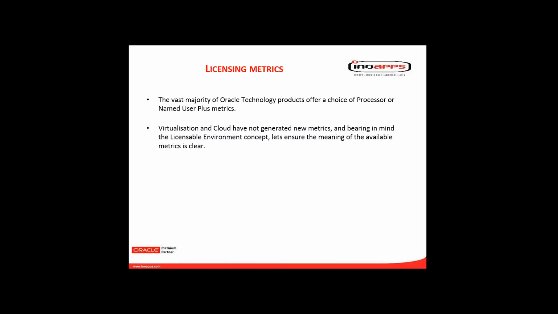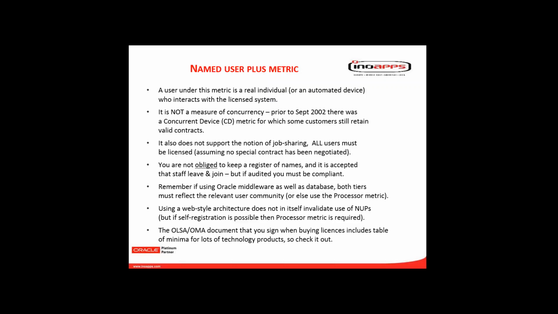So most Oracle technology products offer you a choice of license metrics, which would be processor or named user plus. And virtualization and cloud haven't generated any new metrics, so let's make sure that you have a clear understanding of what processors and NUPs actually are. I'll use the term NUP for named user plus just to save time. So a user, this is my simple definition, my interpretation of different scenarios that I've examined over the years. A user under this metric is a real individual who interacts with the licensed system.